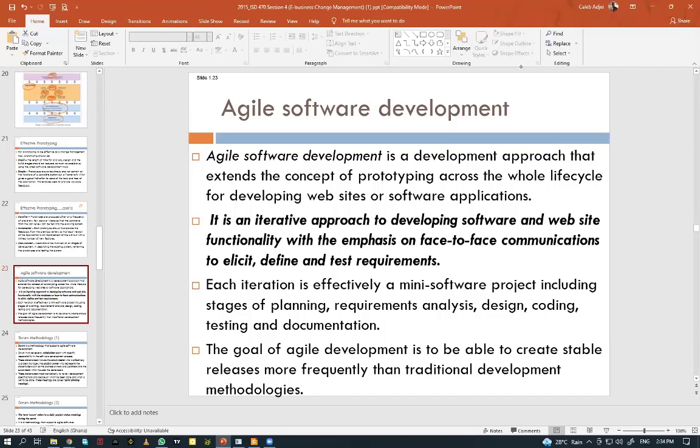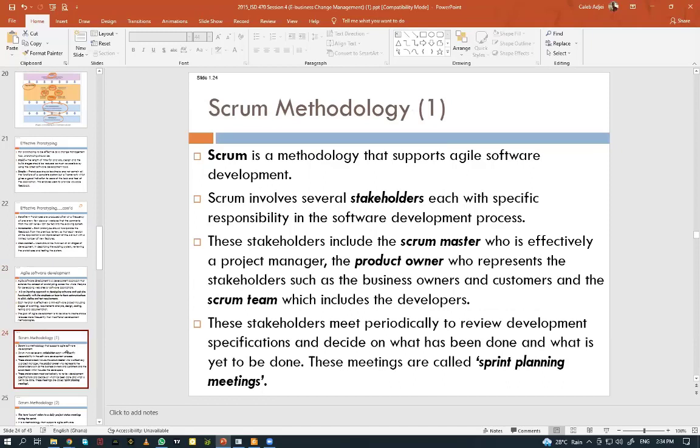Then the goal of agile development is to be able to create a stable release more frequently than traditional development methodology. And we also talk about what we call the Scrum methodology. It is also a type of methodology that supports agile software development. Scrum involves several stakeholders, each with specific responsibility in the software development process. These stakeholders include the Scrum Master, the project manager, the product owner, who represents the stakeholders such as the business owners and customers, and the Scrum team, which includes the various software developers.